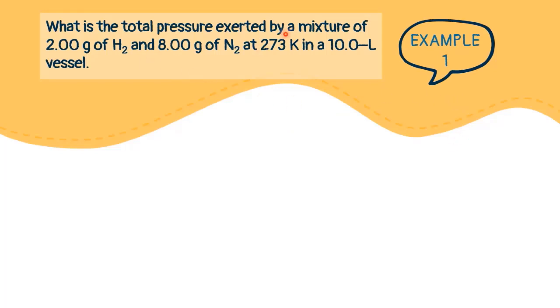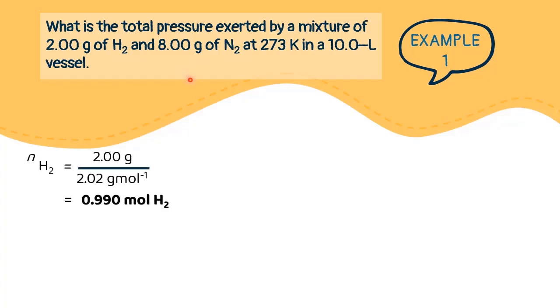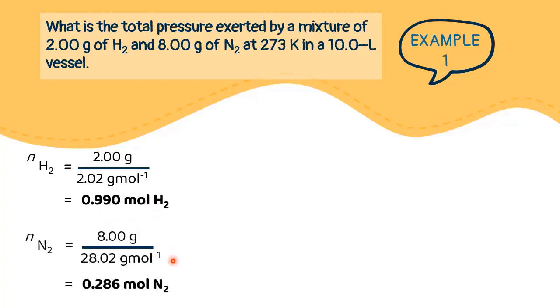What is the total pressure exerted by a mixture of 2 gram hydrogen gas and 8 gram of nitrogen gas at 273 Kelvin in a 10-liter vessel? The only way to find this total pressure is by using the ideal gas equation, PV equals nRT. We are given the mass of gas, 2 gram and 8 gram. We need to first calculate the number of moles for each gas. Moles of hydrogen gas can be determined by dividing the mass of gas by its molar mass, hence 0.990 mole H2 is obtained. While for nitrogen gas, 8 gram divided by 28.02 gram per mole gives 0.286 mole nitrogen gas.